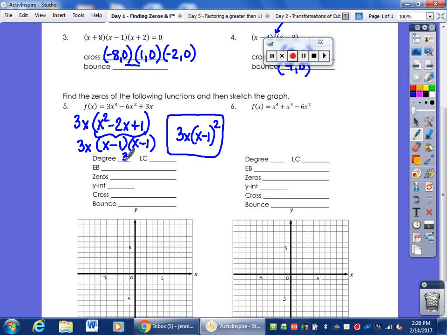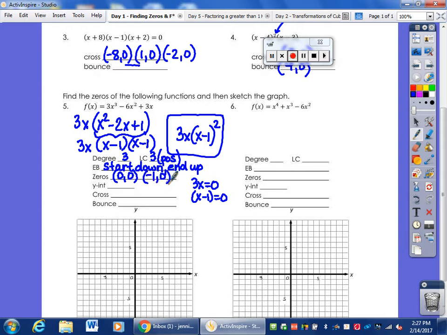Alright, so the degree is 3, the leading coefficient is 3, which is a positive number. That helps with our end behavior, which if it's a degree 3 and positive, we're going to start down and end up. Your zeros for this are going to be at 0, 0. That comes from the 3x. Because remember, each of these has to be set equal to 0. So 3x is equal to 0, and then x minus 1 is equal to 0. So at 1, 0.